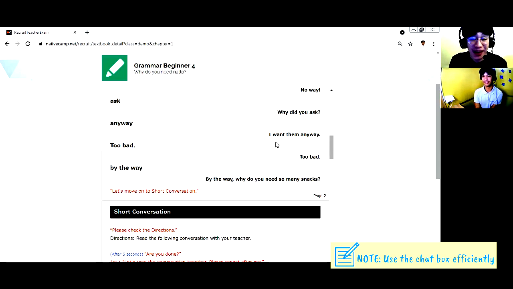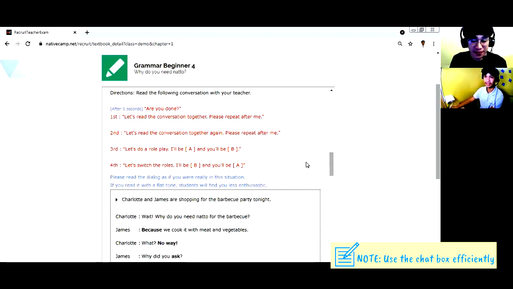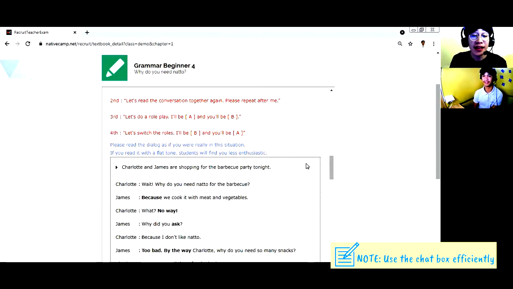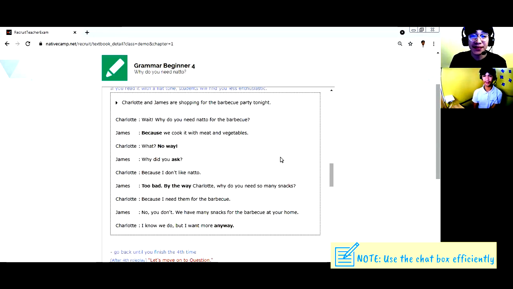Please check the directions. Read the following conversation with your teachers. All right, let's read it together. Repeat after me. Wait, why do you need natto for the barbecue? Because we cook it with meat and vegetables.